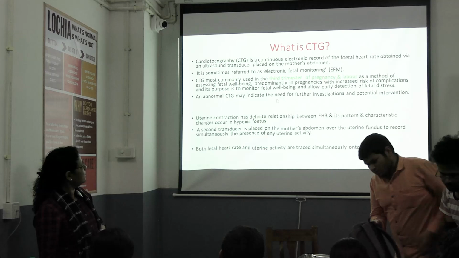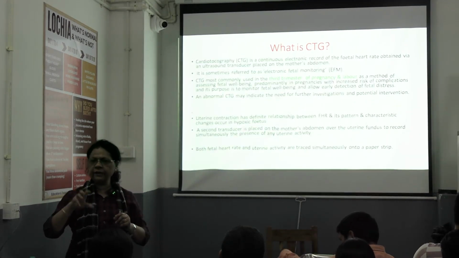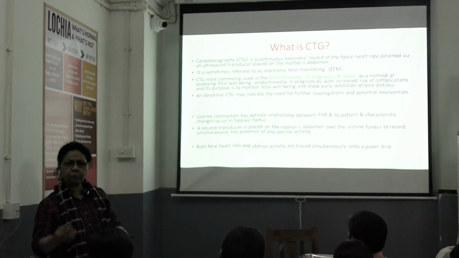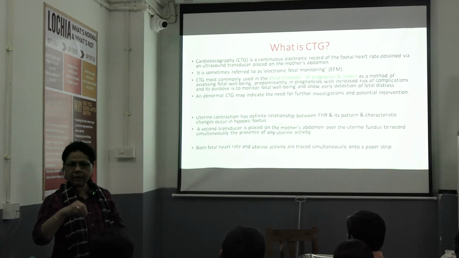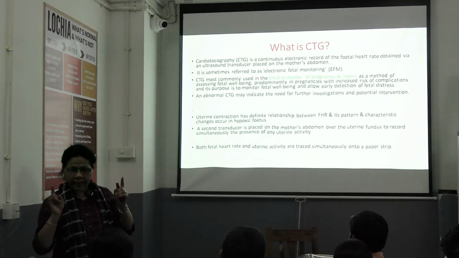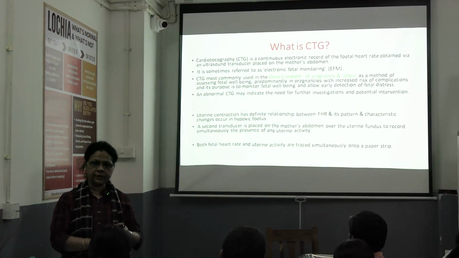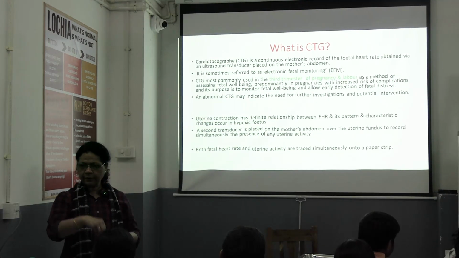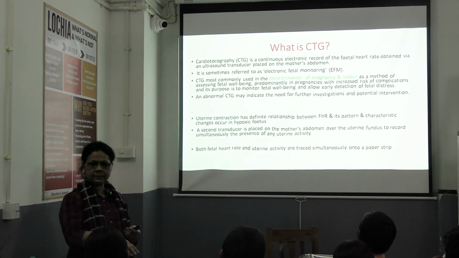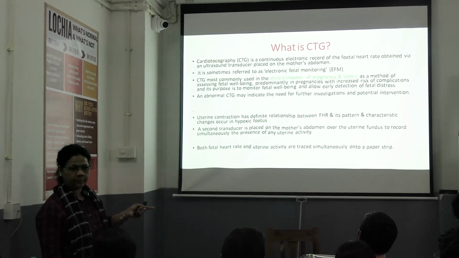So an abnormal CTG, why is it important? It detects the fetal heart rate and fetal well-being. So it may indicate the need for further investigations and potential interventions. That means if the baby is not having optimum health inside the uterus, then either we have to do further investigations or do something. Interventions means you have to do something, that is, either you have to take out the baby or give some medicines. So this is the reason why we need to know the fetal well-being.